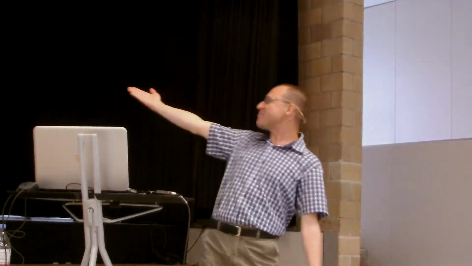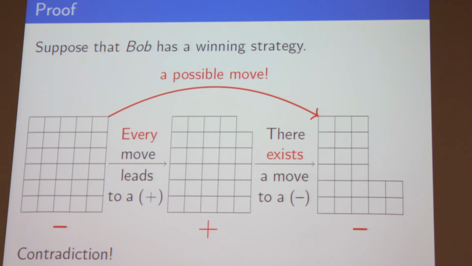Remember with the NIM game from 5 coins to 3 coins. This is a possible move. How is this possible? From a minus there exists apparently a move to a minus. This is not allowed. From a minus, every move should lead to a plus. So therefore, this is a contradiction. The contradiction was due to our assumption that it was Bob to have a winning strategy rather than Alice. Therefore, after all, Alice must have a winning strategy.